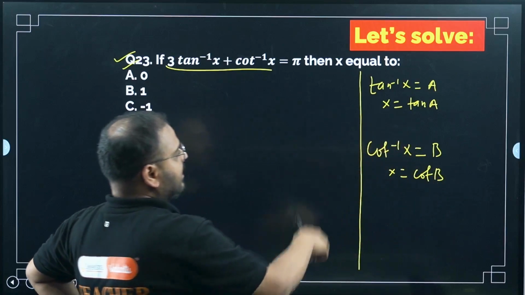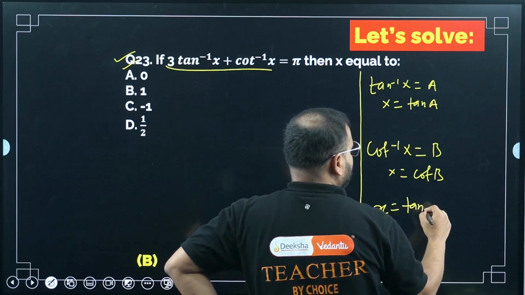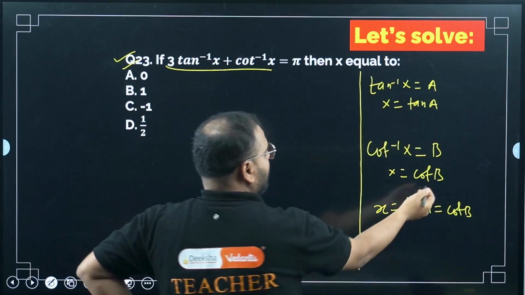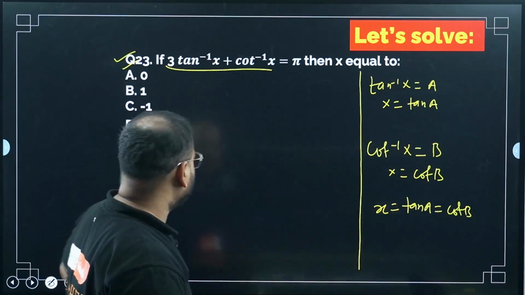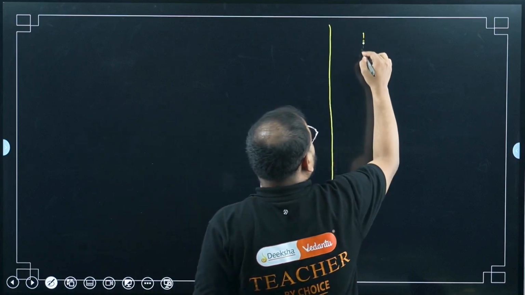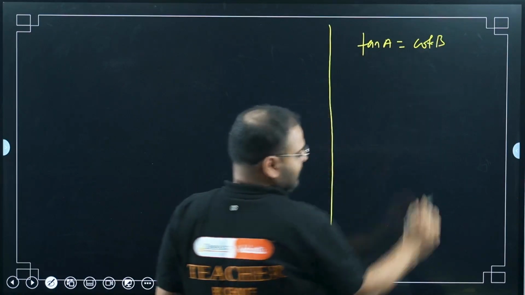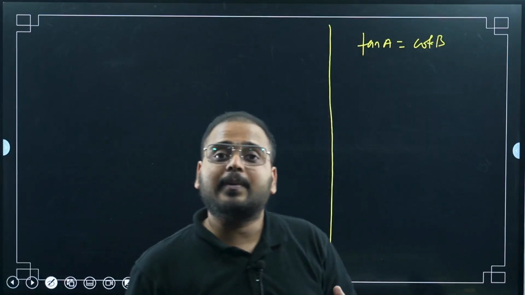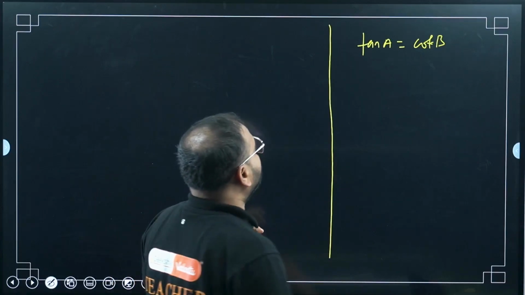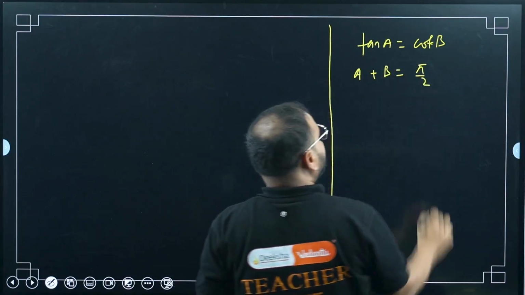Now both of these are x, equal to tan A and cot B. It means x equals tan A equals cot B. Correct? Because tan A equals x and cot B equals x. Now look at here. When can I say that tan A is equal to cot B? Whenever we have angles A and B complementary. It means what? A plus B is pi by 2.